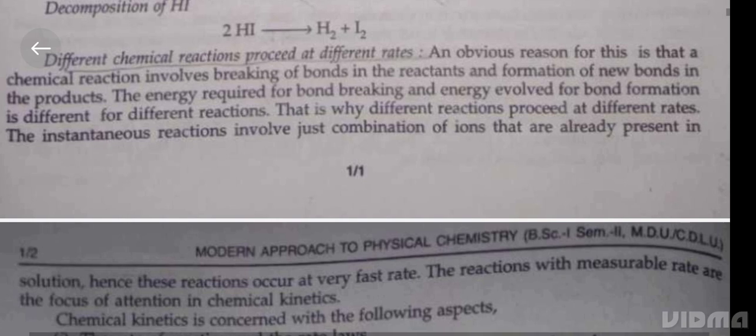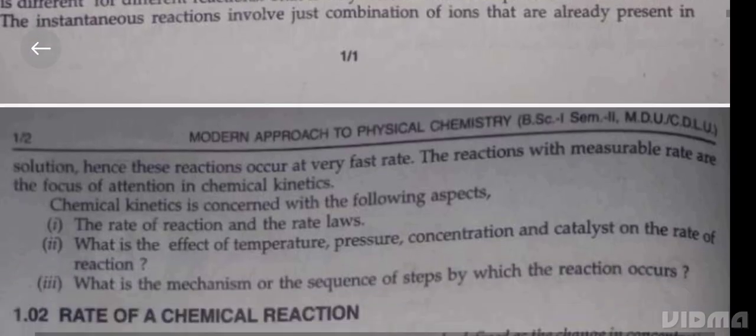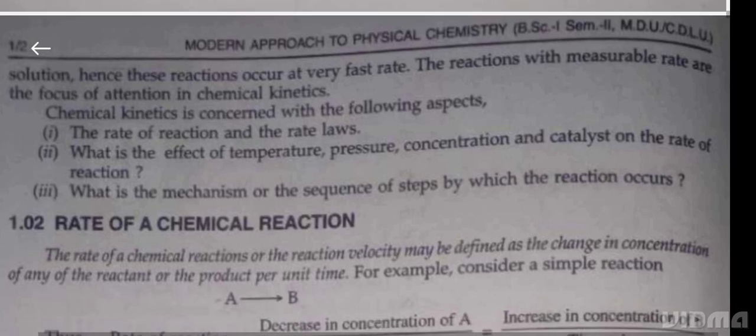Different chemical reactions proceed at different rates. An obvious reason for this is that a chemical reaction involves breaking of bonds in the reactants and forming of new bonds in the products. The energy required for bond breaking and the energy evolved for bond formation is different for different reactions. That is why different reactions proceed at different rates. The instantaneous reactions involve just combination of ions that are already present in solution. Hence, these reactions occur at very fast rate.